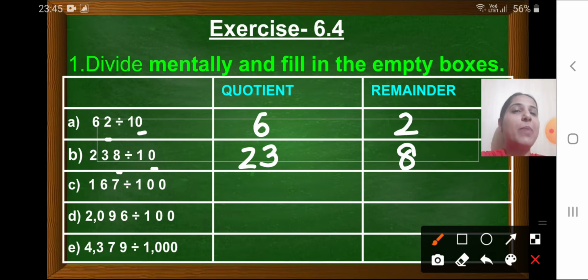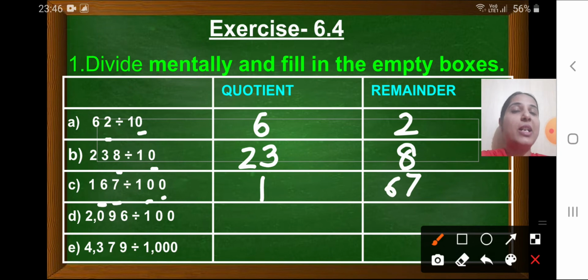167 divided by 100. Now 100, so how many zeros are there? Yes, 2 zeros are there. So we'll count from ones place of the dividend and then we'll move towards left. So 1, 2. So what will be the remainder? Remainder will be 67, whereas the remaining digit which is 1, that will be the quotient. Okay. Now let's see question number D.